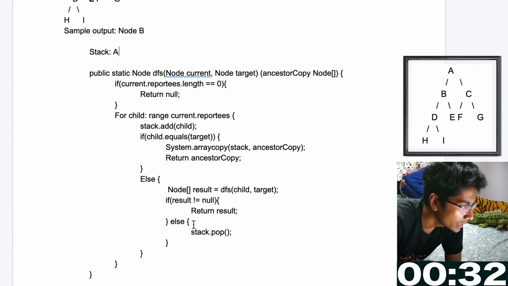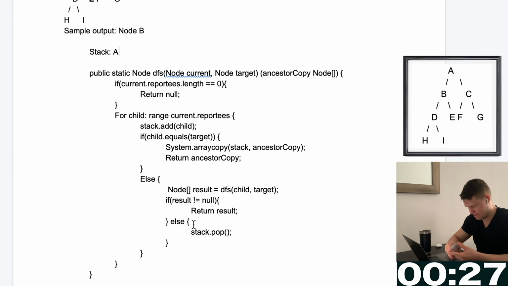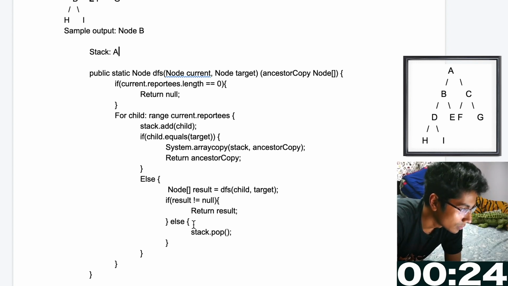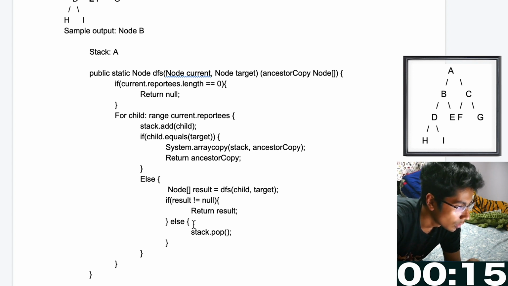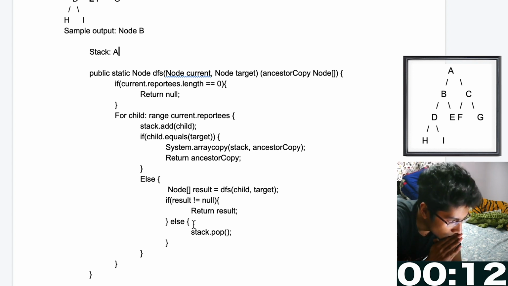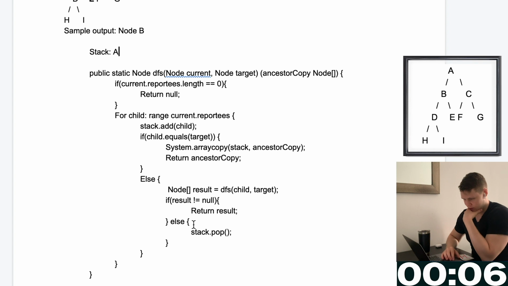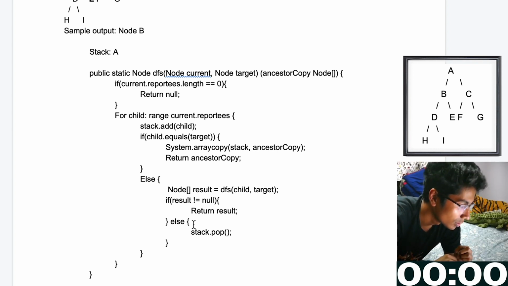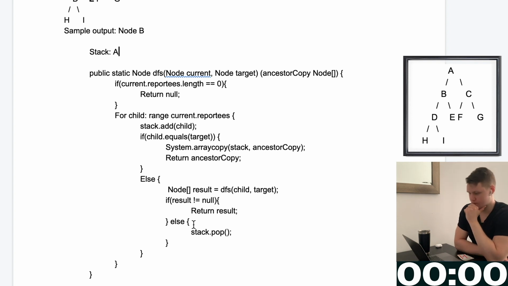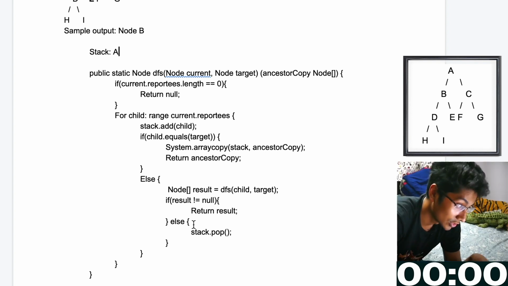We have initially A being passed in and the target being E. So I come over here, I see that the reportees are greater than 0. So first I take B and add B to my stack. Actually, there's a mistake here. I need to add the root, A, to my stack in the main function itself. All right, so I'm going to assume that I have done that, which is something I had not mentioned.